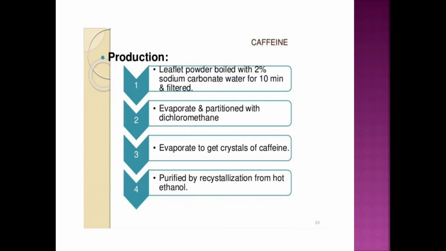Production, that means industrial production, that means isolation of this caffeine. In the first step we take the leaf powder, which is boiled with 2% sodium carbonate solution in water for 10 minutes and filtered. Then evaporate and partition with dichloromethane in a separating funnel. Then in the next step we evaporate to get the crystals of caffeine and purify by recrystallization from hot ethanol.